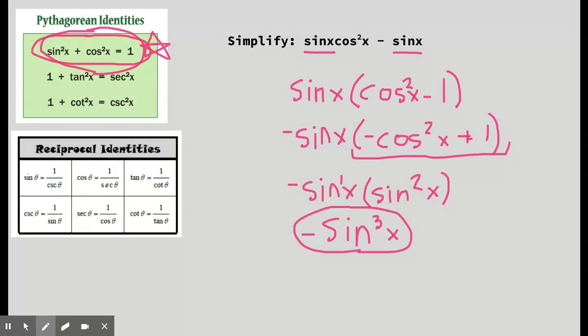So we only use one Pythagorean identity to help us simplify this problem. So we factored out a sine x. We changed our signs because they were off by negative 1. And then we just multiplied.